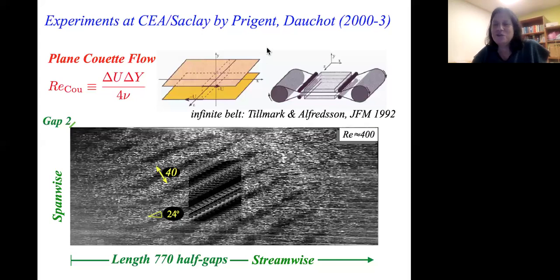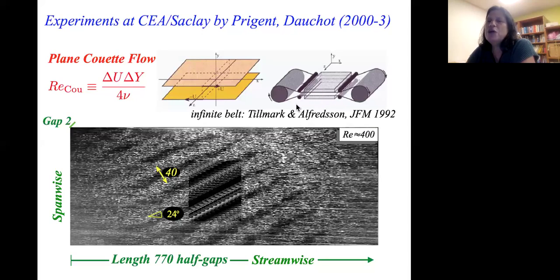However, I'm not going to tell you about anything like that. I'm going to tell you about very large scale turbulence. And I'll tell you how large in just a moment. This is a picture from experiments done near Paris in France in around 2000 to 2002. And this was due to an experimental breakthrough, and Mike, you'll correct me if I'm wrong, by Tillmark and Alfredsson. And they realized that you don't need to move the plates, that you can just move a film that's on an infinite belt that is parallel to the plates.